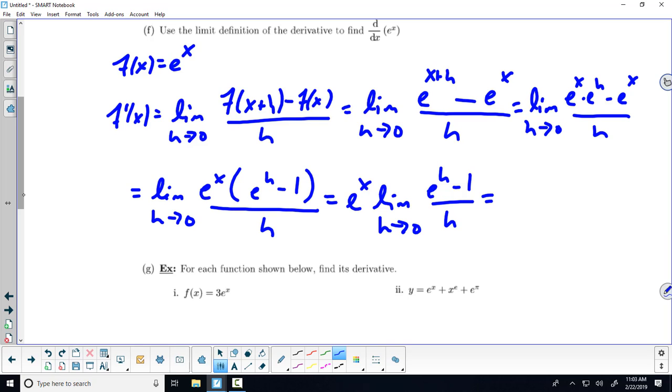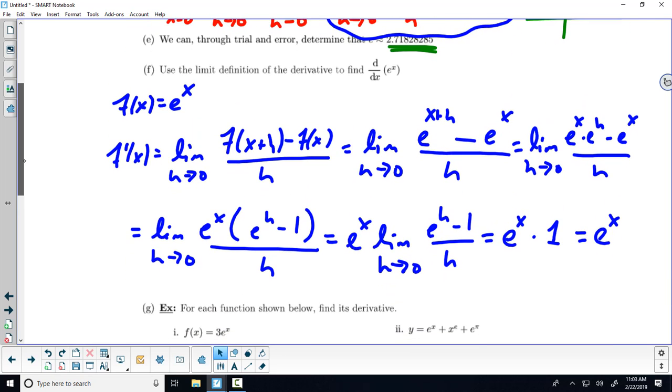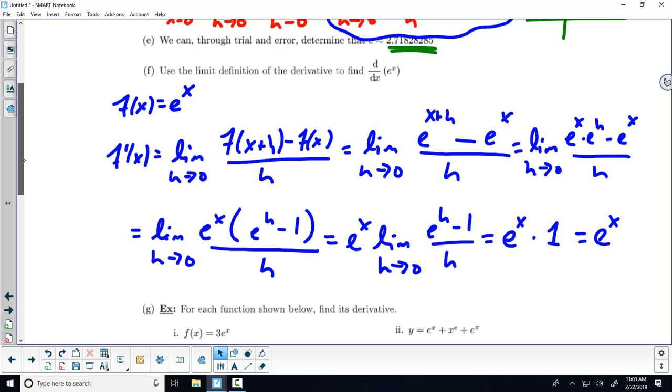Okay, so how closely were we paying attention the last time? What is this limit right here? 1. It's 1. Because of the way we defined e, we said this limit would come out to be 1. There's the derivative of the original function.